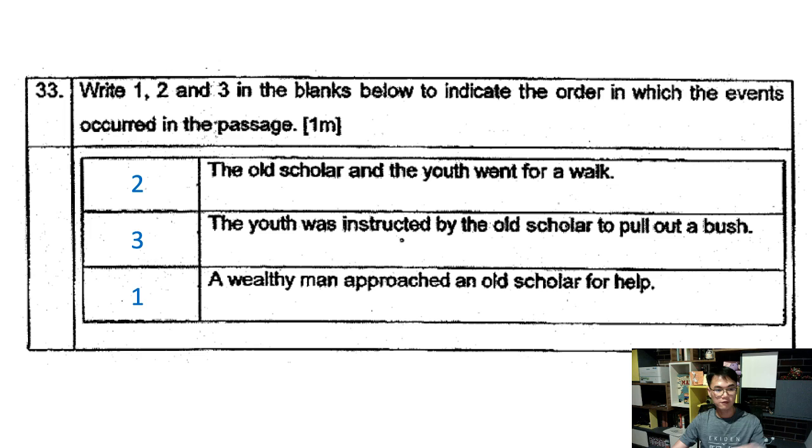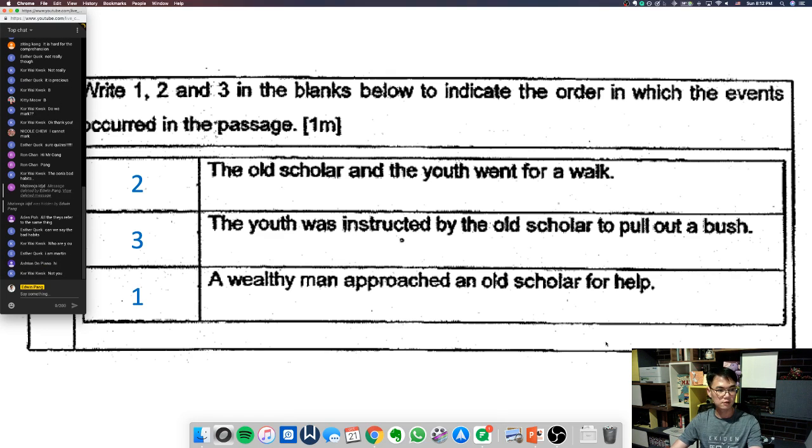So if I go with that answer, the answer is 2, 3, and 1. Wealthy man approaches old scholar, number 1. Old scholar and the youth went for a walk, number 2. Youth was instructed by the old scholar to pull out the bush, number 3. So that's the answer for question 33: 2, 3, 1.